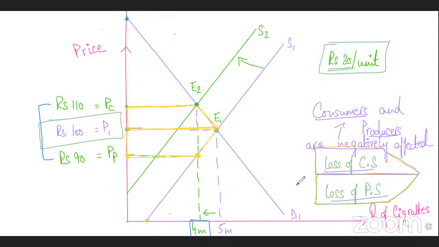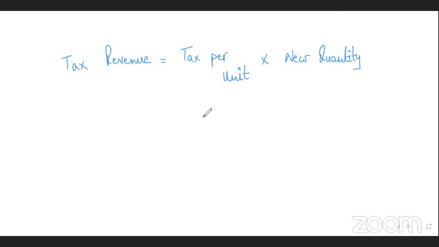How do you calculate the revenue? Think about this. Tax revenue should be equal to, it's simple maths, right? How much tax did the government collect if on each unit the government is collecting a tax of 20 rupees per unit, and what's the new quantity being sold in the market? Obviously per unit times the quantity, right? So it was 20 rupees per unit, and the new quantity was, let's say, 4 million.